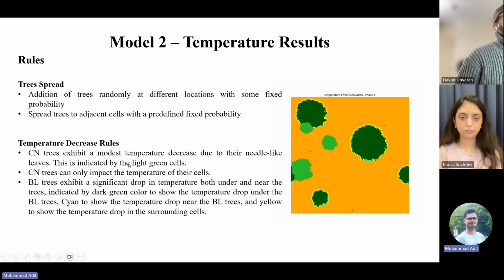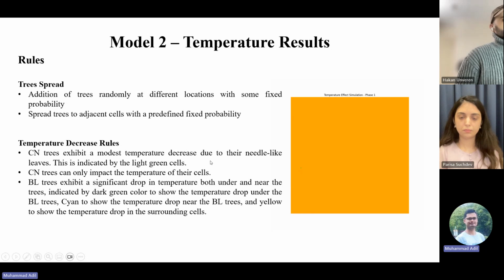And for the temperature decrease rule, when there are no trees, all of the cells are indicated by the orange state. So when we add the conifer trees, as the conifer trees usually let most of the light pass through from their leaf.